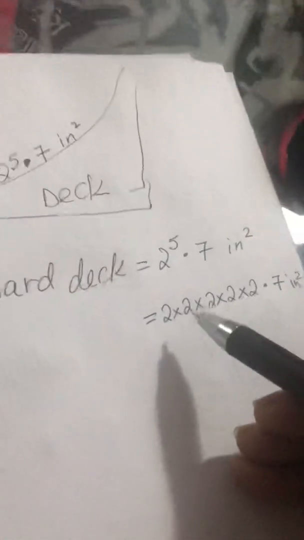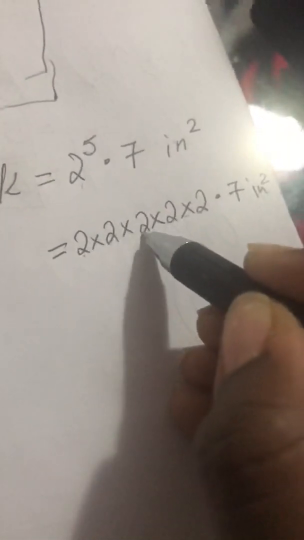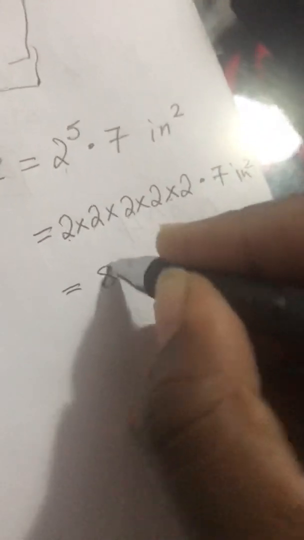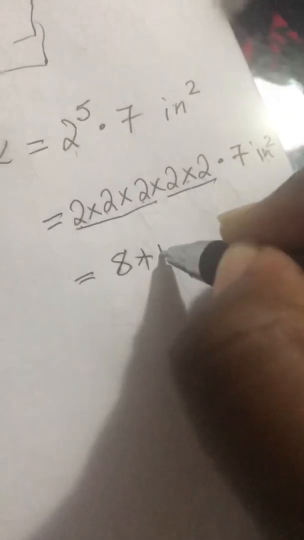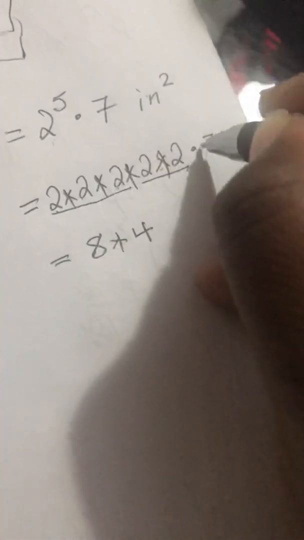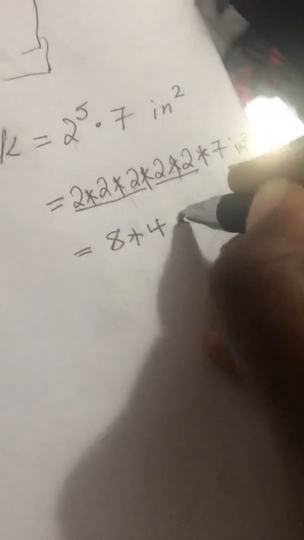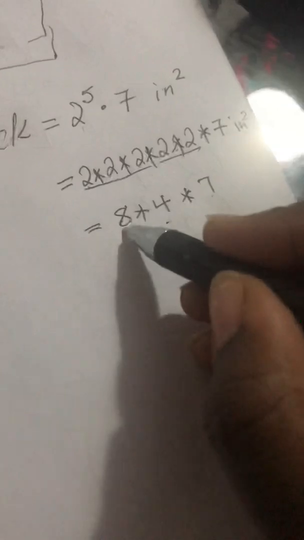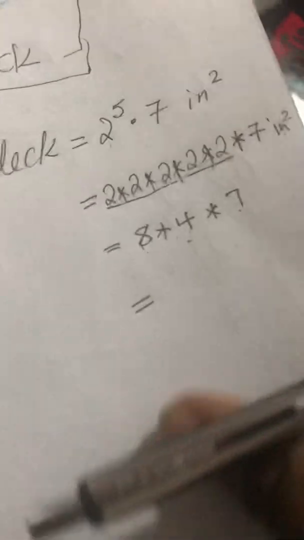All right. Then you group your 2's. 2 times 2 is 4 times 2 is 8. So this makes 8. This makes 4. Okay. And then times 7. I can either do 4 times 7 times 8, I can do 8 times 4 times 7, or I can do 8 times 7 times 4. It doesn't matter. I should still come with the same answer.